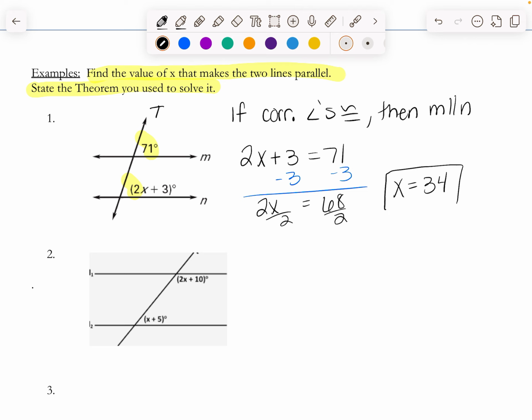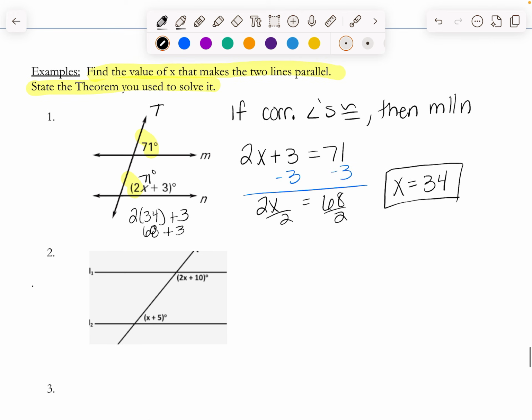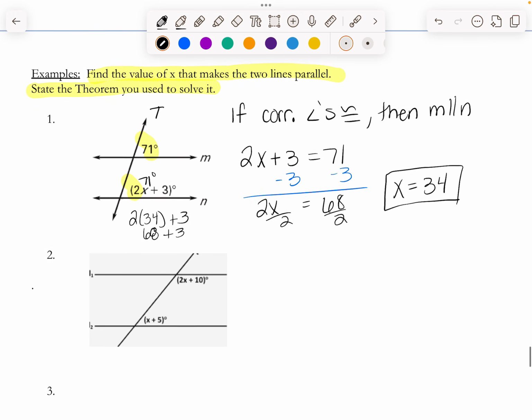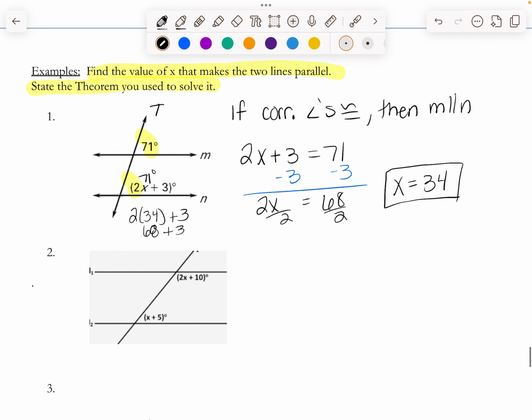Okay, so if x equals 34, these angles should be congruent. So I'm going to plug this back in just to make sure. 2 times 34 plus 3, that would be 68 plus 3 is 71. So if x is equal to 34, then these two angles are both 71 degrees, which would mean that the corresponding angles are congruent. So then the lines are parallel.